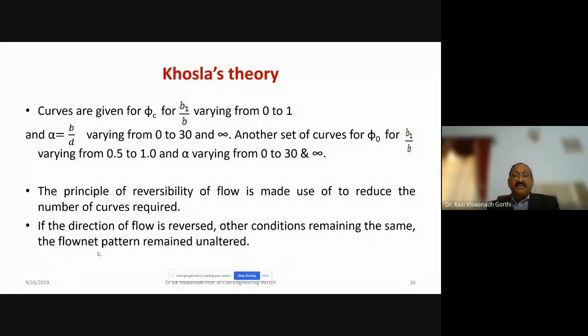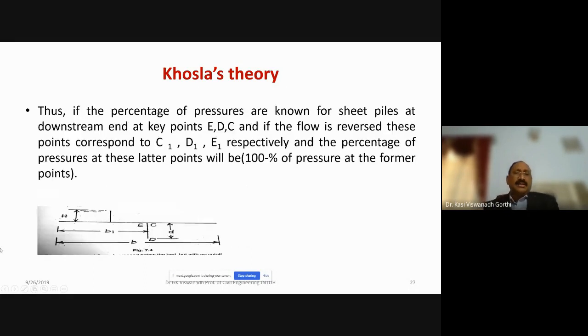So the principle of reversibility of a flow is made use of to reduce the number of curves required. If the direction of flow is reversed, other conditions remaining the same, the flow net pattern also remains unaltered. Thus, if the percentage pressures are known for the sheet piles at the downstream end, at the key points like E, D, C, and if the flow is reversed, the points will be correspondingly C1, D1, and E1 respectively, and the percentage of pressures at these latter points will be 100 minus the pressure of the former point.